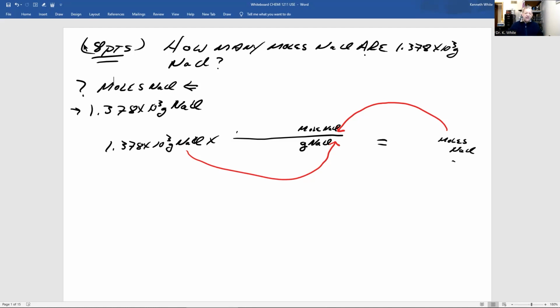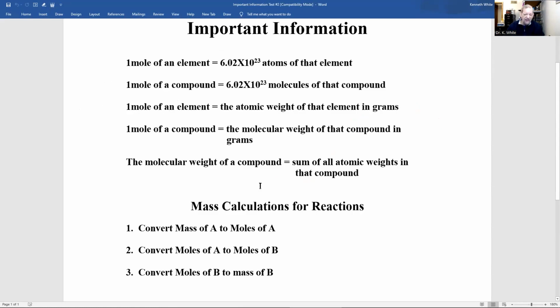So I want some ratio, moles of NaCl to grams of NaCl. Where do I have a relationship between grams of a compound and moles of a compound? Well, if you look at important information, test number 2, 1 mole of a compound equals the molecular weight of that compound in grams. The molecular weight of that compound, by the way, is the sum of all atomic weights.